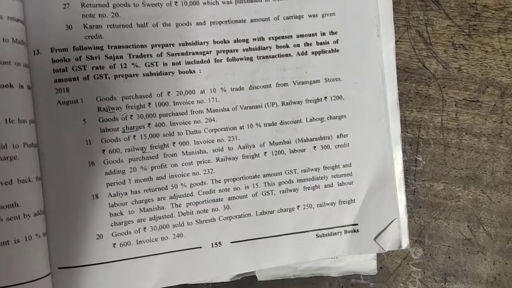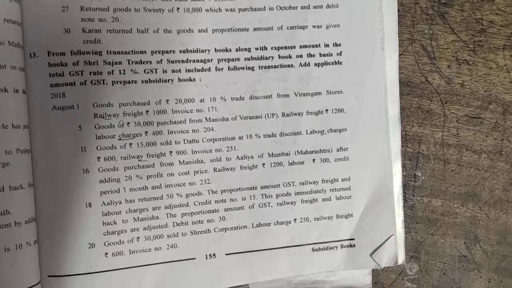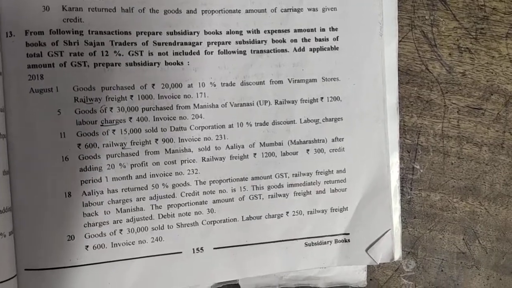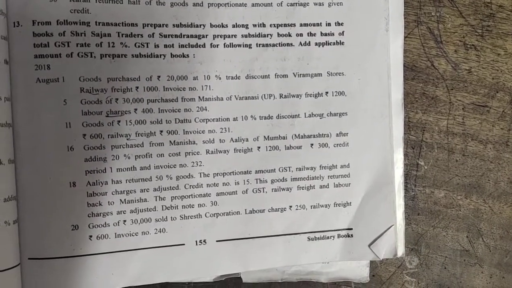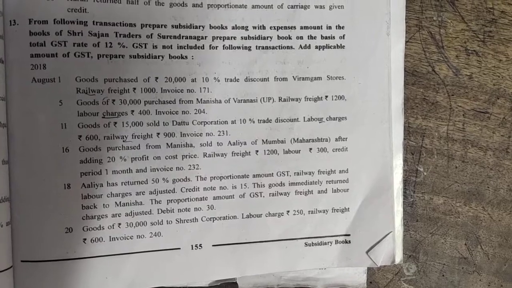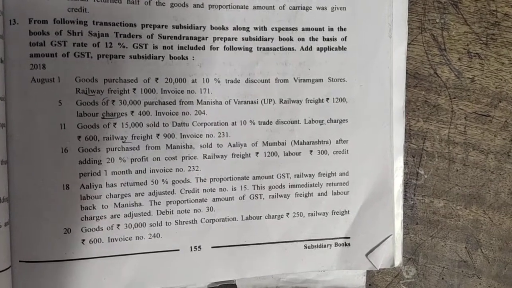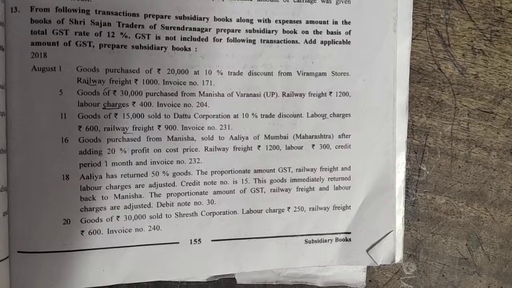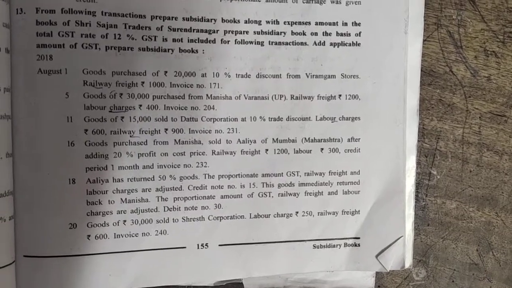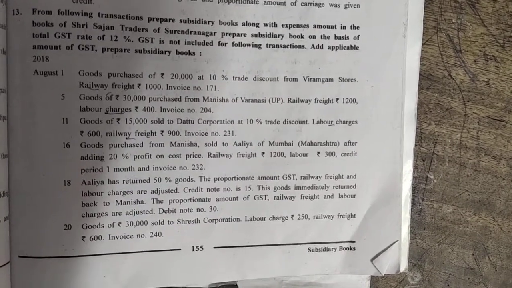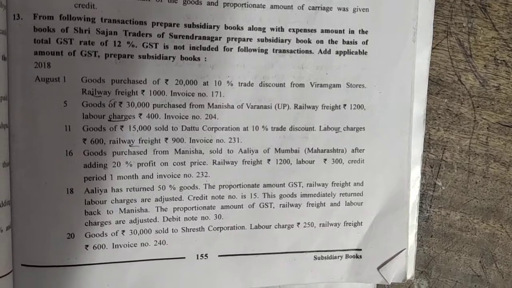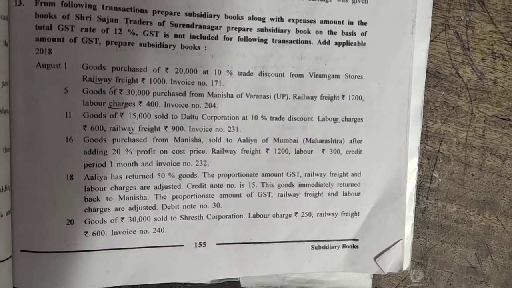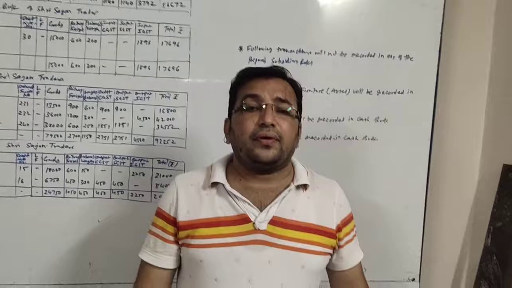From the following transactions, prepare subsidiary books along with expenses and amount columns in the books of Sri Sarjan Traders of Surendranagar. Prepare subsidiary books on the basis of a total GST rate of 12%. GST is not included in the following transactions, and apply the applicable amount of GST. Prepare subsidiary books.